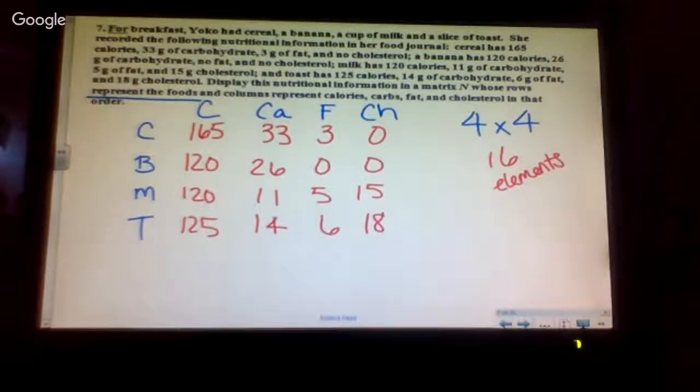One slice of toast, believe it or not. That's why I don't eat toast. I eat cheese toast. White toast is awful for you. It's mostly white toast. Whole wheat's not bad.